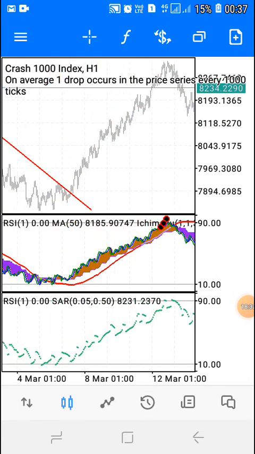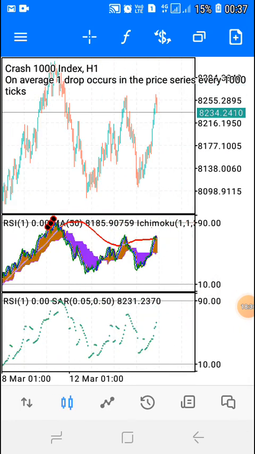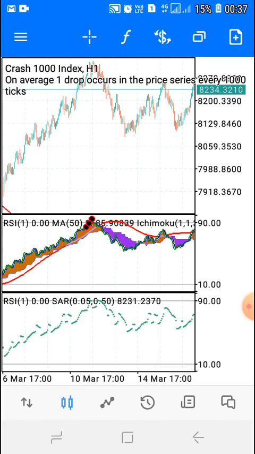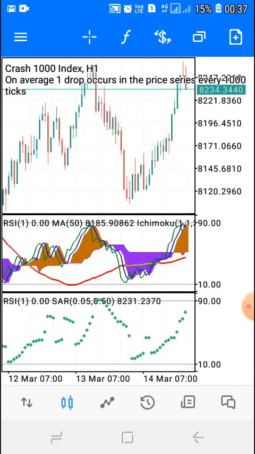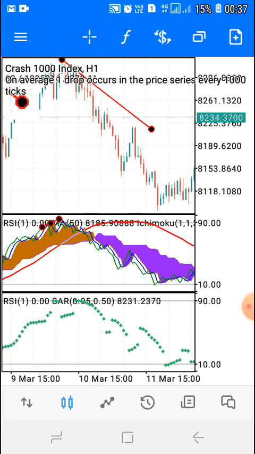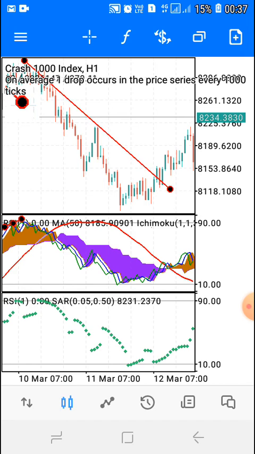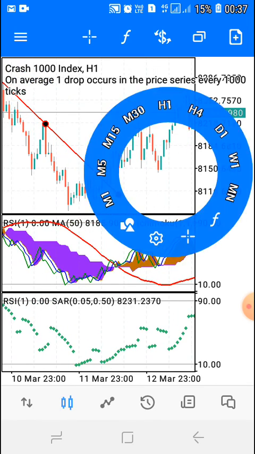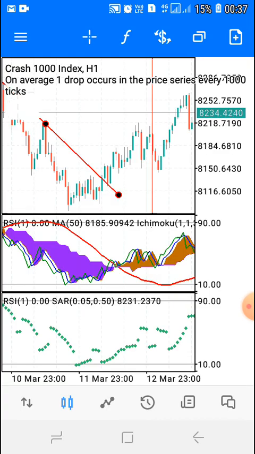But the thing is this: if Crash 1000 decides to move in a downtrend, you are not going to take any entries, because if you do, you will blow your account. I repeat, you will blow your account. But what we can see over here is Crash 1000 made this movement, then it decided to play around, and boom, it went up again. So we now know that Crash 1000 is moving in an uptrend.